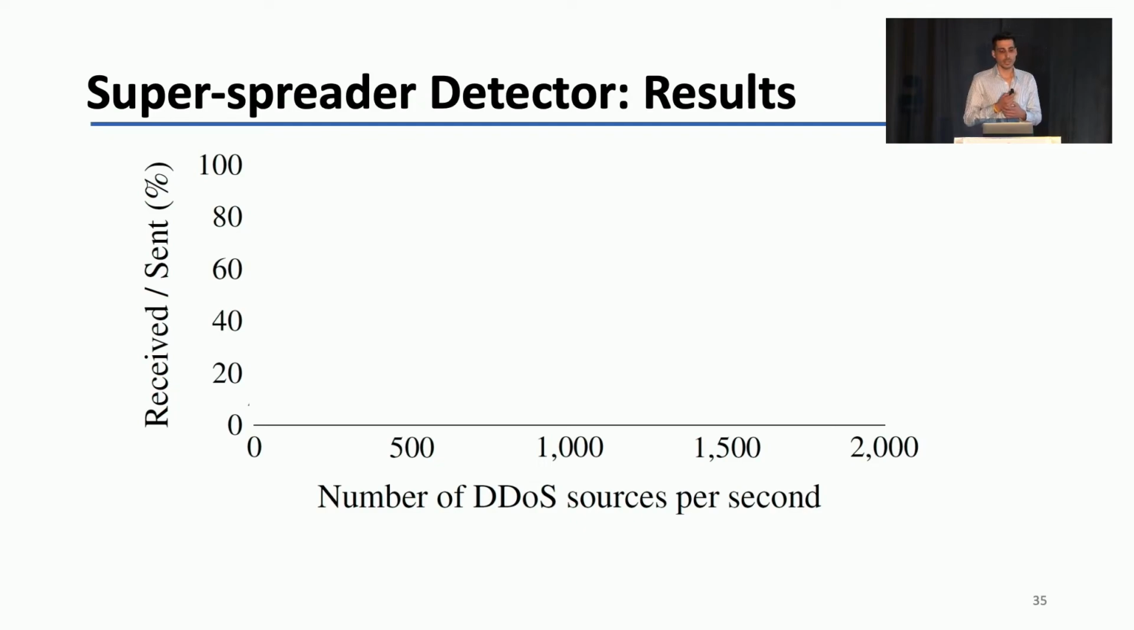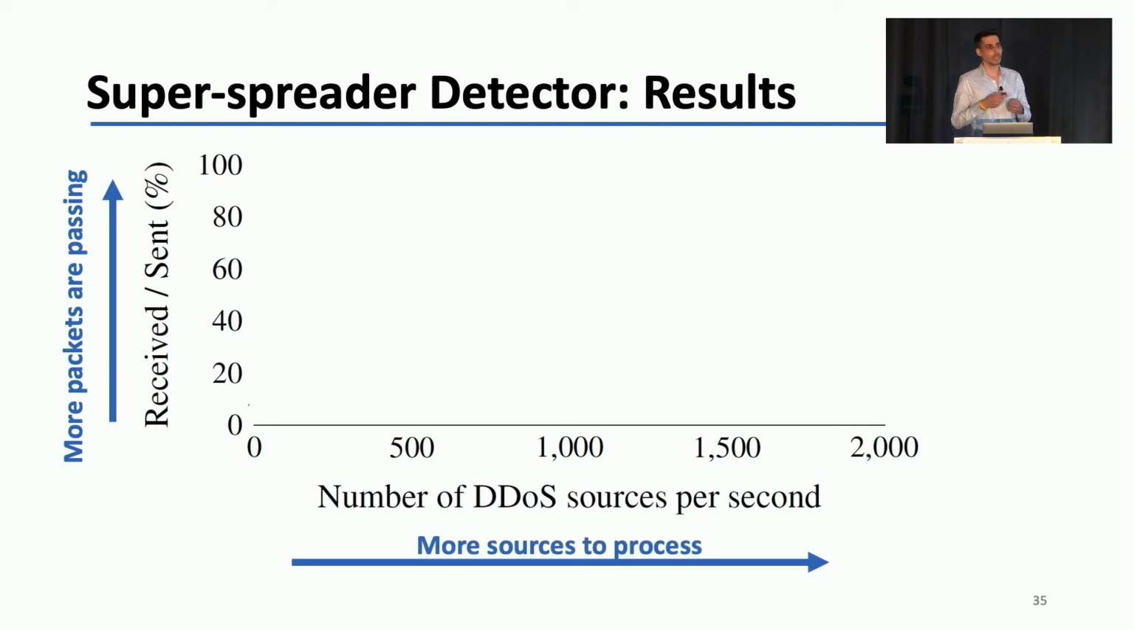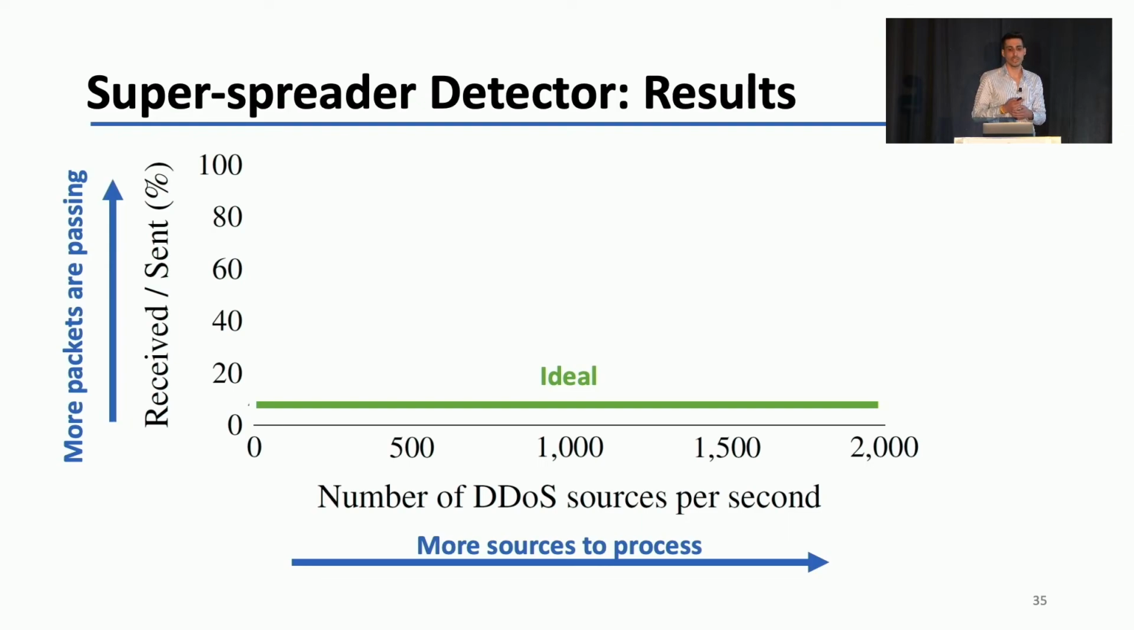So in this graph, you can see on the y-axis the ratio of received to sent packets, and on the x-axis the number of different sources that the attacker uses per second. And as we go up in the y-axis, more packets are able to go through the system, which is bad. And on the x-axis, as we go to the right, there are more sources for the controller to process. So ideally, you would like to have a ratio of 10% because the first 1K packets do not trigger the detector.